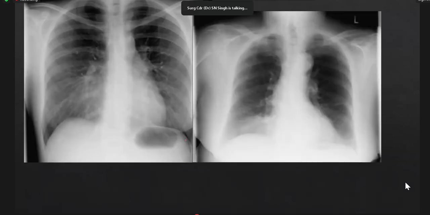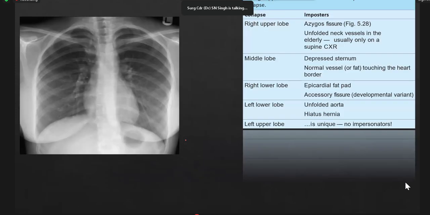I think things are over. This is just repetition. And again, collapse in the right upper lobe: there are the azygous fissure and unfolded neck vessels in the elderly, usually only in supine chest X-rays. Basically, these are all fat deposition which can be seen. In middle lobe collapse, the differential diagnosis is a depressed sternum and normal vessels or fat touching the heart border. That is the epicardial fat pad. And again, in right lower lobe collapse, the epicardial fat pad and accessory fissure can be differential diagnoses.